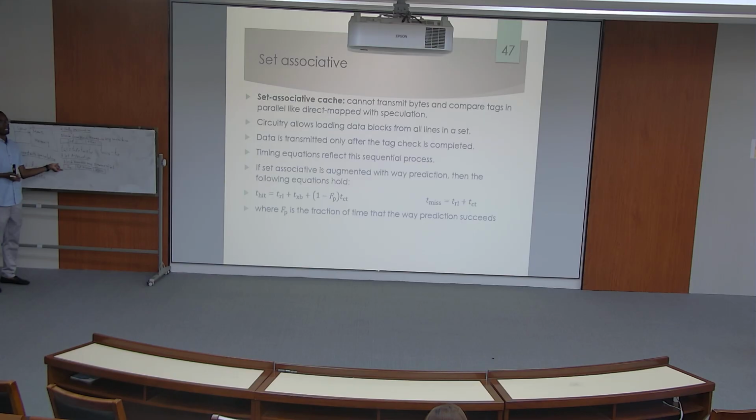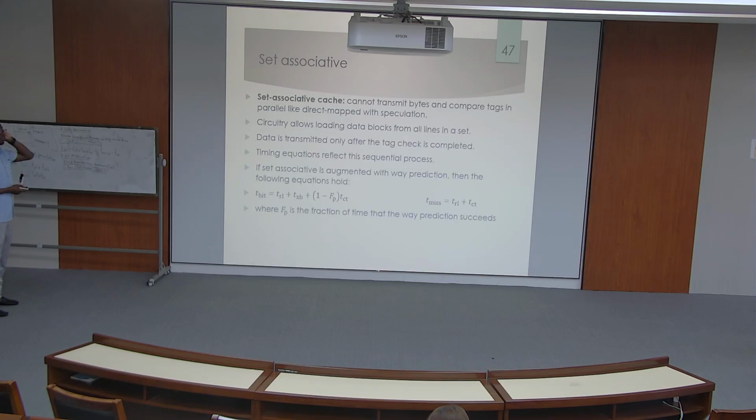Now, for set associative cache, data cannot be transmitted until the comparison of the tag is done, like we have seen for the direct map caching. So we have a circuitry which allows loading data blocks from all the lines in a set. That means there is no way for the set associative to do the fetching and the checking at the same time. So data is transmitted only after the tag check is done.